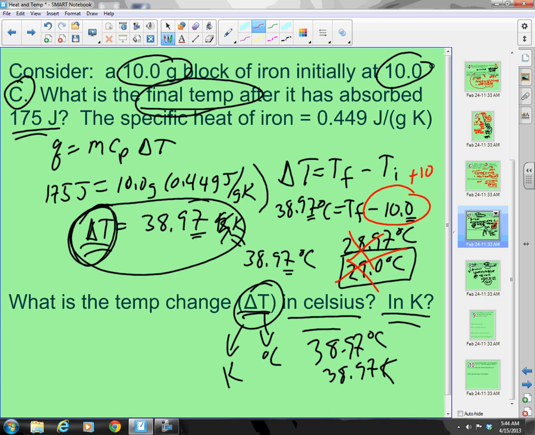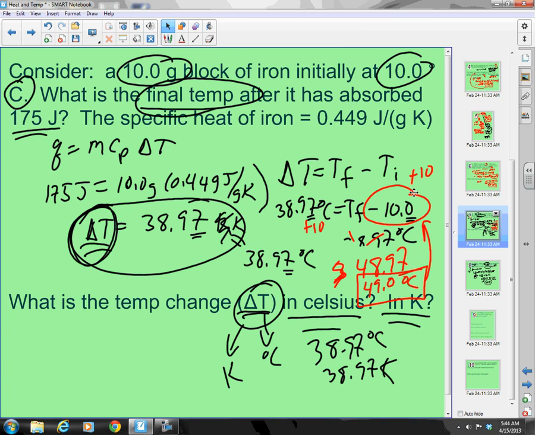Add 10 degrees to both sides, and my answer should be, we can use the magic eraser here, what? 30, nope, not 30, how about 48.97, and when I go to my tenths, that's going to be 49.0 degrees Celsius. Woohoo! Good thing I had to do another one to get that right. All right, sorry for that mistake. Now it is fixed. Cool. Moving on.